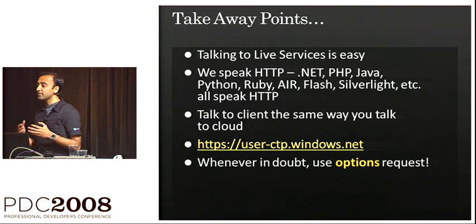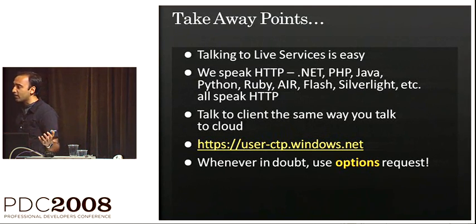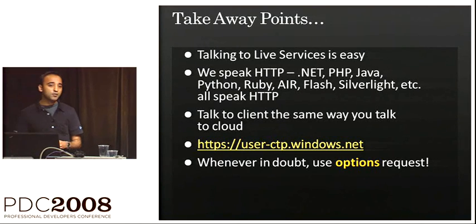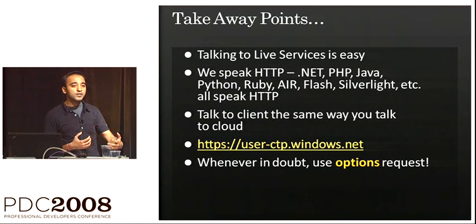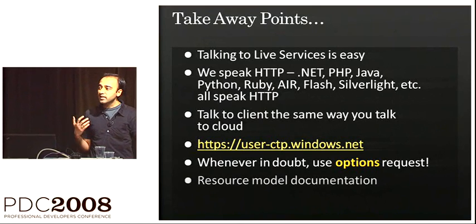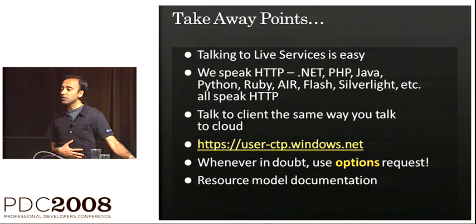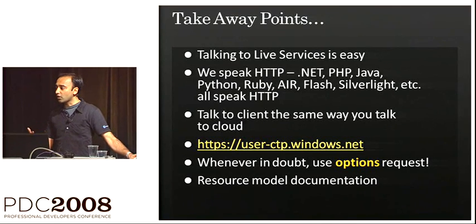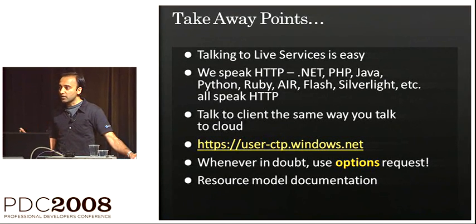And whenever you are in doubt as to what operations you can do and cannot do, just send an options request, and we should be able to provide you with the information that you can use. And finally, once the documentation is up on dev.live.com, you should look at the resource model documentation, which will provide you more information on the various properties for the resources and how you can actually use them.